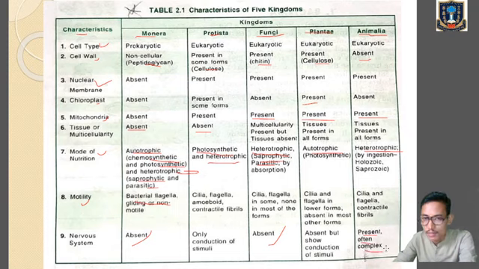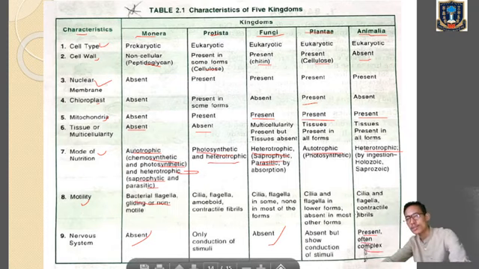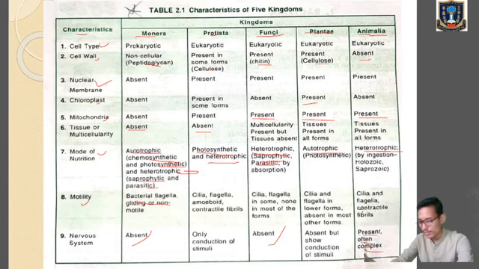So the characteristics of the five kingdom system were provided by R.H. Whittaker. In today's class, we have discussed the characteristics of the five kingdom system of classification. First kingdom Monera, second kingdom Protista, third Fungi, fourth Plantae, and the fifth Animalia. Then we discussed the justification of five kingdom system and its shortcomings, and lastly we have seen the characteristics of the five kingdom system of classification.